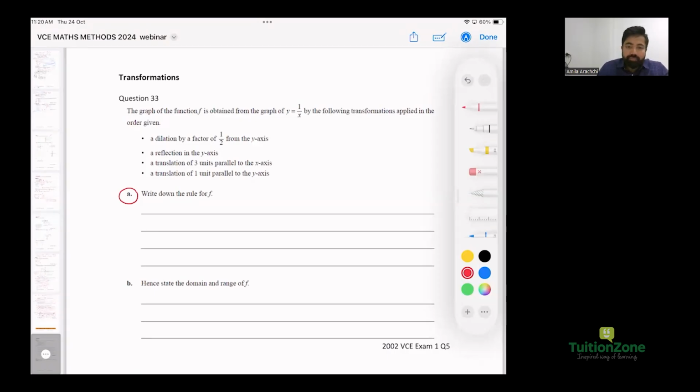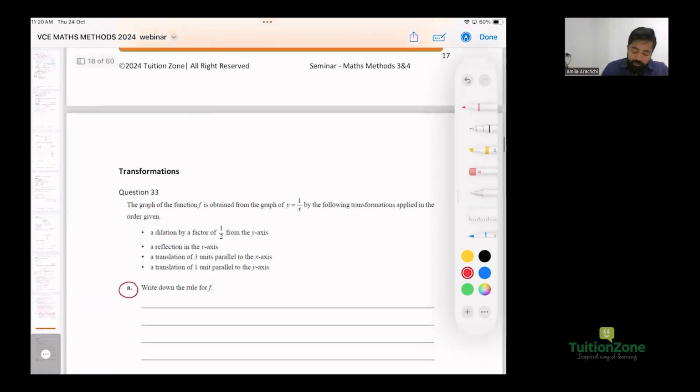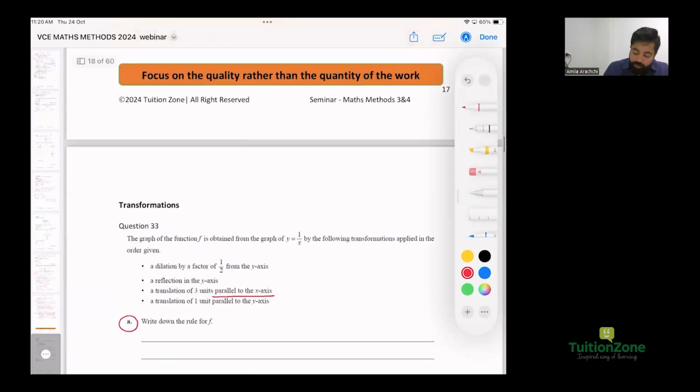Just a question. What does it mean when it says a translation of 1 unit parallel to the y-axis? Good. So if I explain quickly, maybe I'll explain this one first. Parallel to x-axis means which way do you go? See, if I move, think I'm driving a car, I'm moving this way.